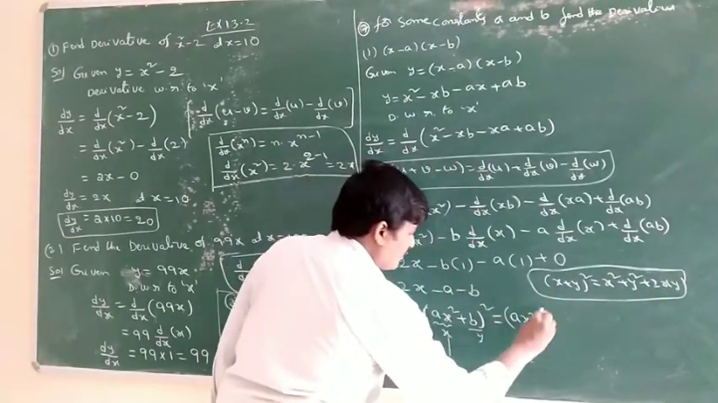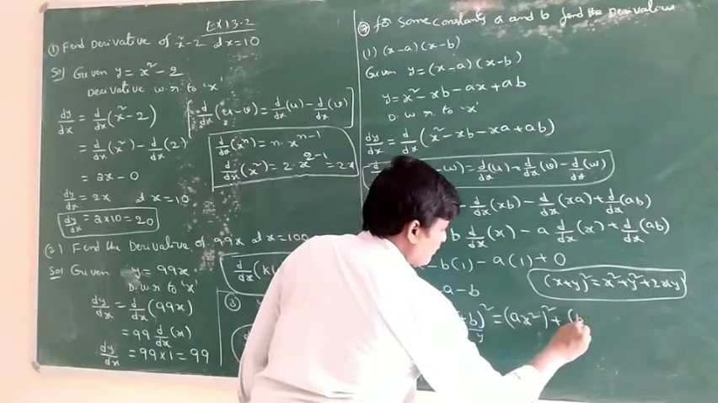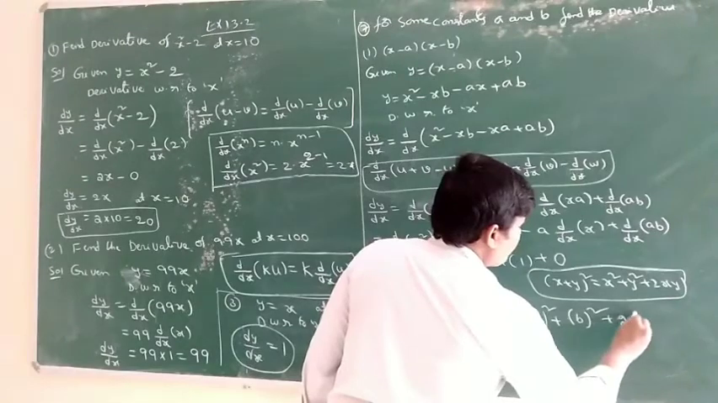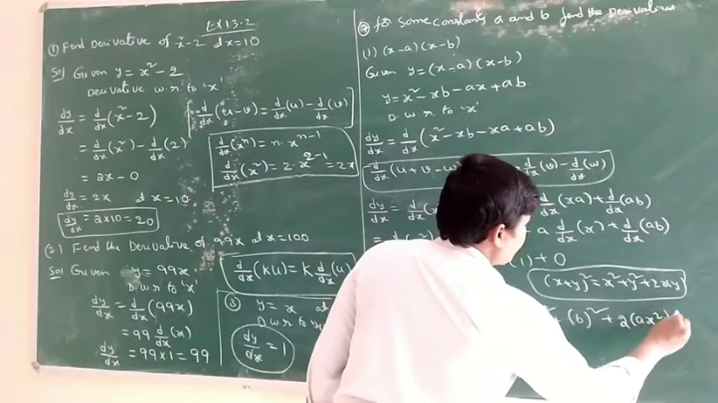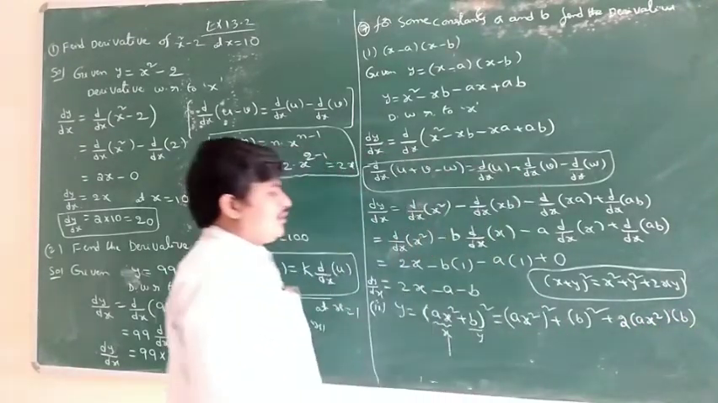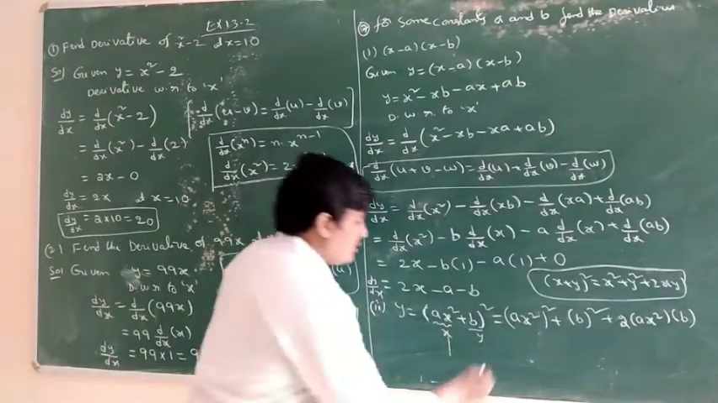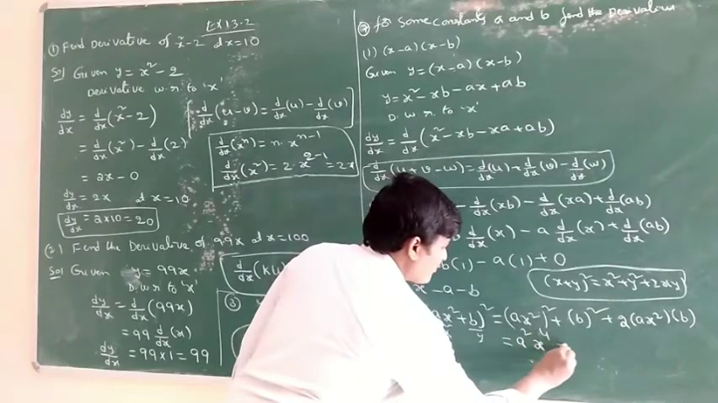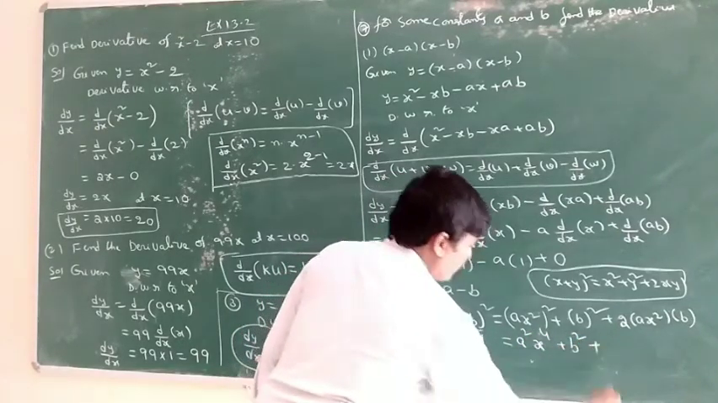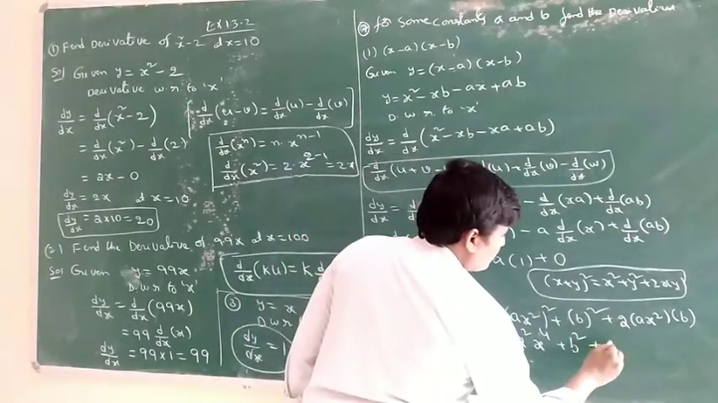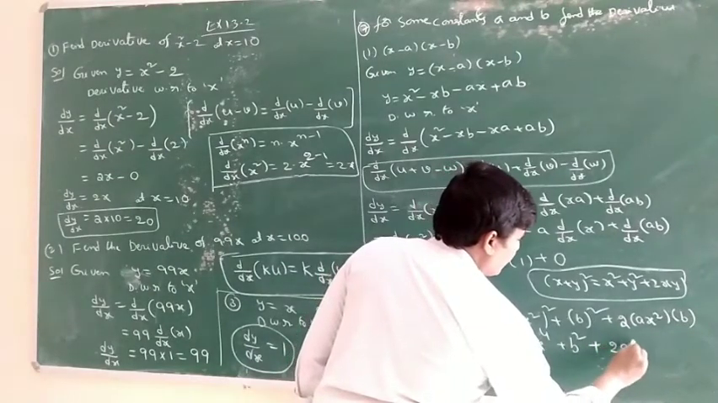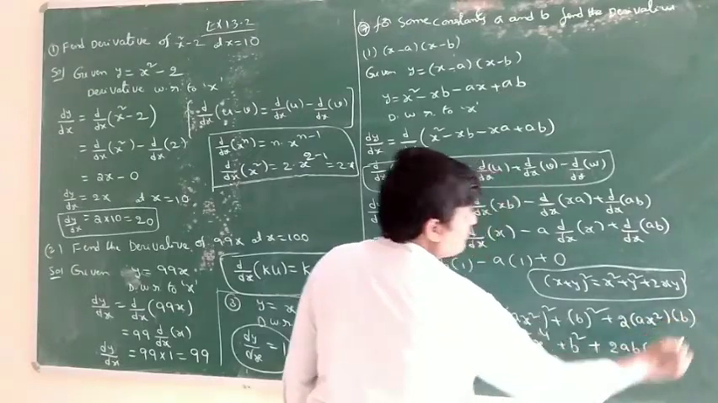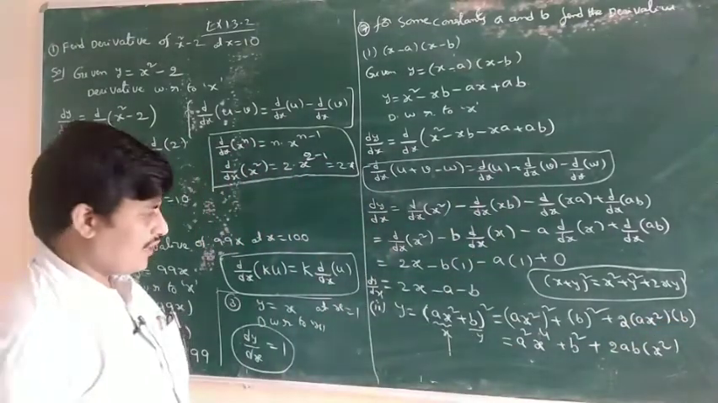So (ax² + b)² is equal to (ax²)² + b² + 2 into ax² into b, that is 2ab. So that is equal to a²x⁴ + b² + 2abx². Here 2 is a constant, a constant, b constant, so 2ab into x².